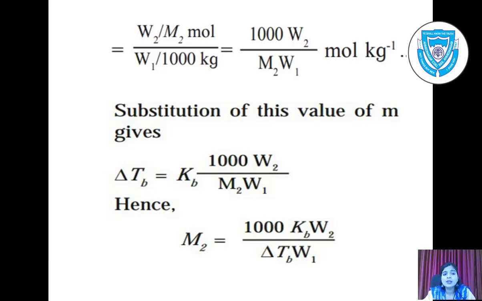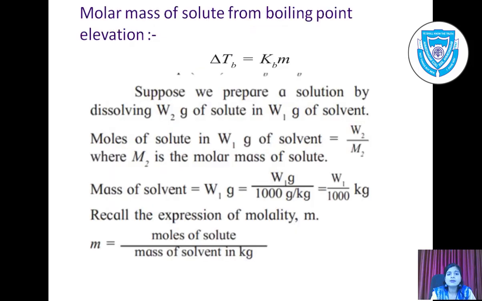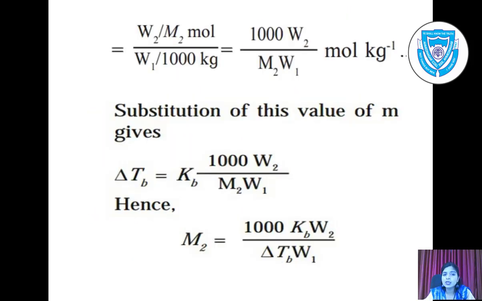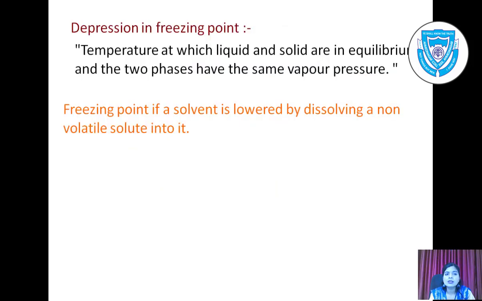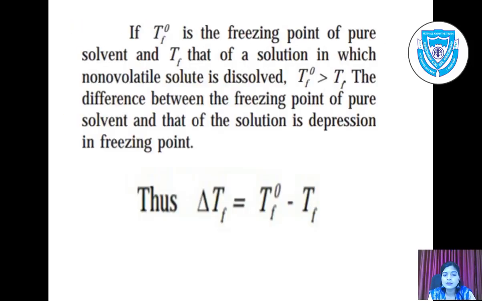Substituting this value of m, we have seen that delta TB is equal to Kb into m. So delta TB is equal to Kb into 1000 into W2 divided by M2 into W1. Hence M2 is equal to 1000 into Kb into W2 divided by delta TB into W1. This is important. So this is very, very important. See that you go through it.